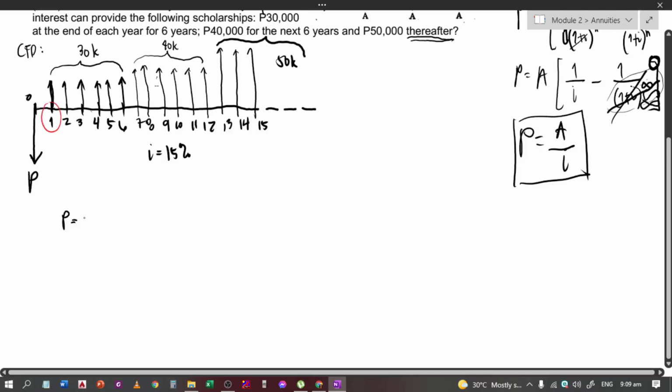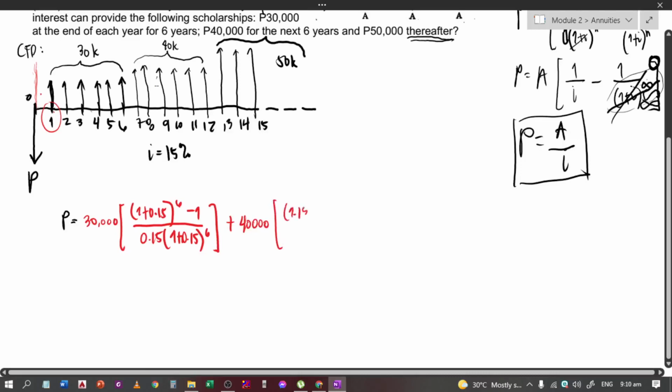So, kung kukunin natin yung present worth niya, so that is 30,000 times 1 plus I raised to n minus 1, where n is number of payments. So, ilan yung 30,000 pesos na payments mo? That is 6, minus 1 over I times 1 plus I raised to n. Yan. So, again, sa ordinary annuity, yung present worth niya is 1 year ahead of the first payment. So, kung ito yung first payment mo, dito yung present worth niya, hindi ka na magko-compound. So, ganyan na lang. Next, itong 40K naman. So, plus 40,000 times, so present worth niya. So, ganun din, 1.15 raised to 6 payments minus 1 over 0.15 times 1.15 raised to 6.